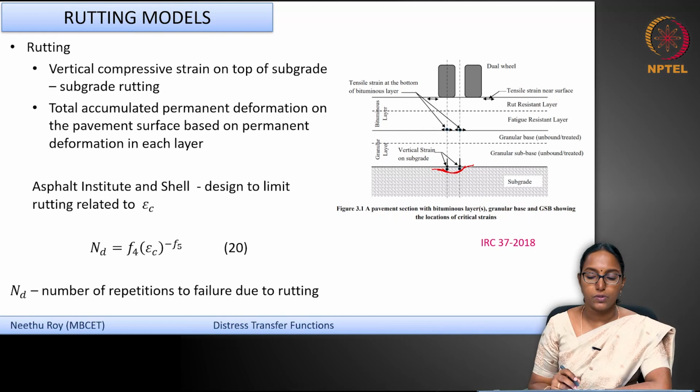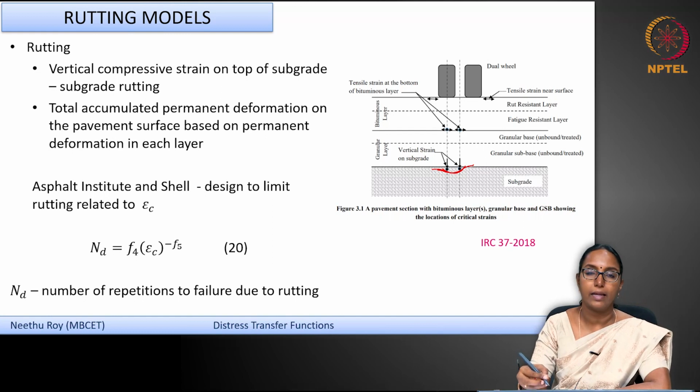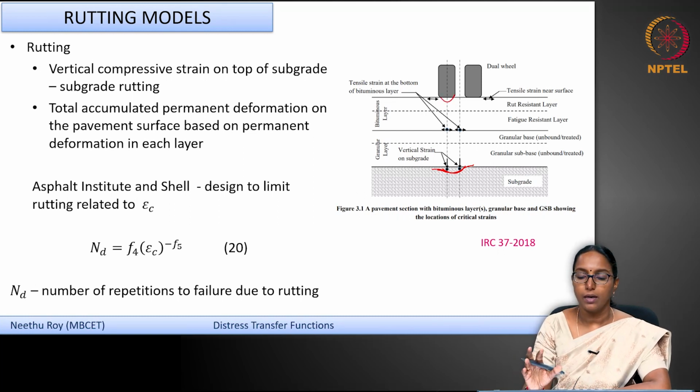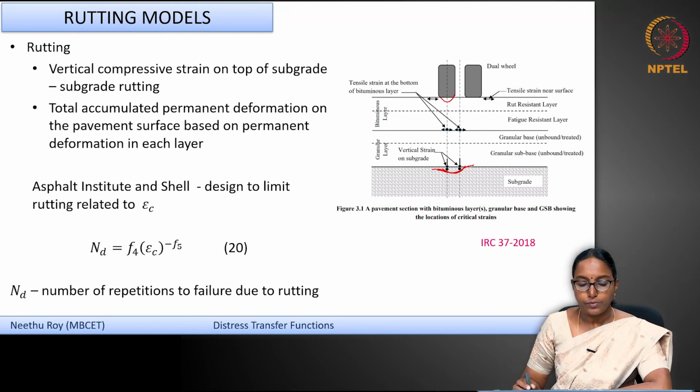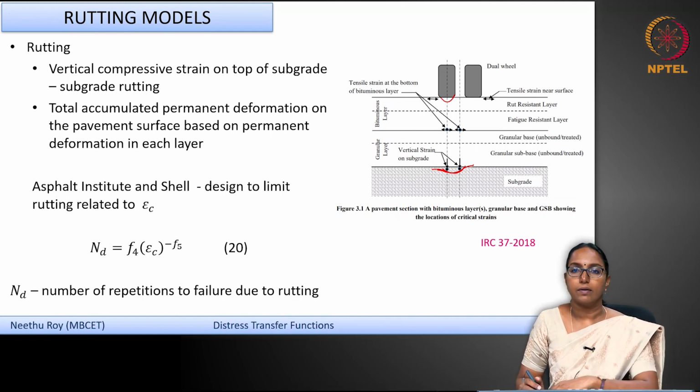Whereas the second approach is that you find out the permanent deformation or the rutting that happens in every layer of the pavement structure, and then that is accumulated to see the total accumulated rutting on the top surface. So, when I say rutting, it is essentially what you see on the surface of the pavement, and when I say permanent deformation, it is the deformation that happens in each one of the layers.